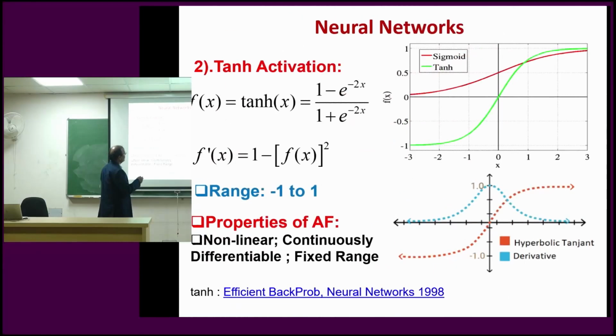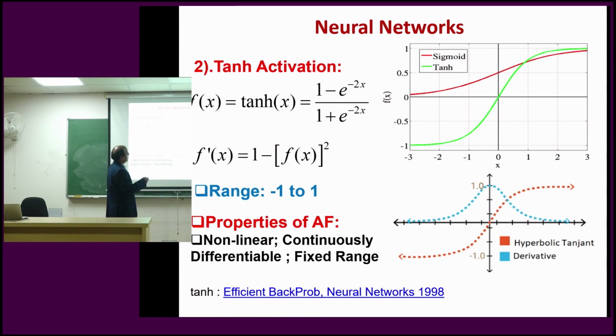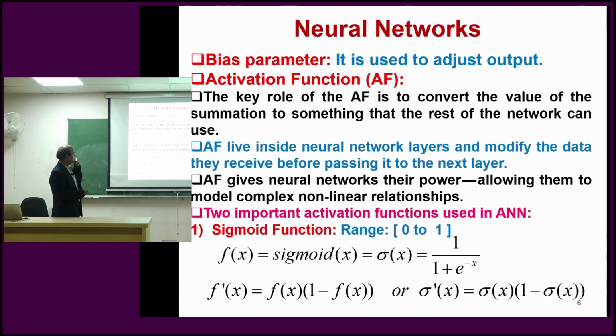here you see that the red curve represents the sigmoid activation function. And the values of the sigmoid activation, as I told you, are in the range 0 to 1. So keep three important properties in mind for any activation function: it should be non-linear, it should be continuously differentiable, and it should have a fixed range. Three key important properties to keep in mind.